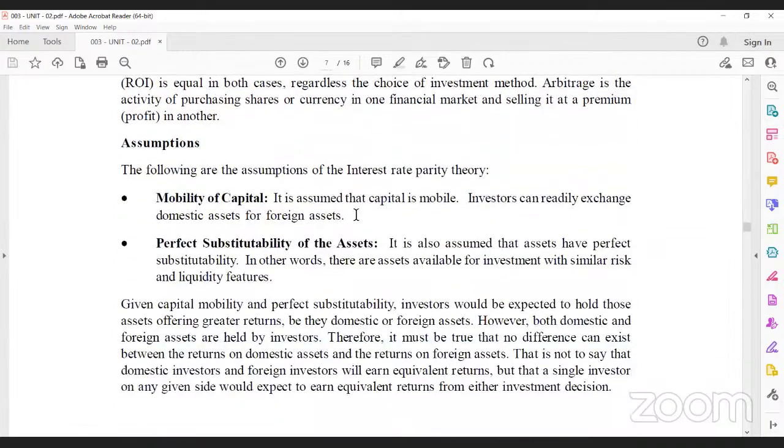Now, the basic assumptions of IRP theory are mobility of capital and perfect substitutability of assets. It is assumed that capital is mobile. Investors can readily exchange domestic assets for foreign assets. Also, it is assumed here that assets have perfect substitutability. That means investments with similar risk and liquidity features.